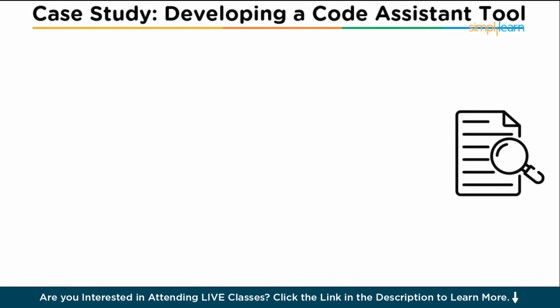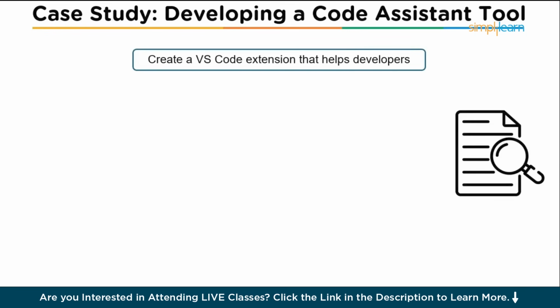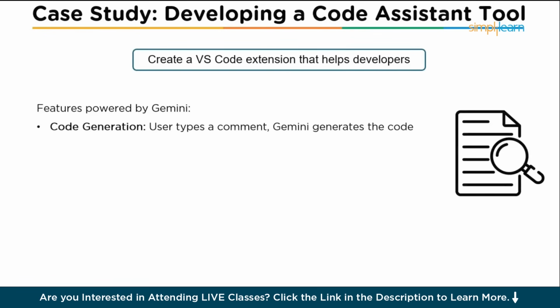Let's look at the practical application, a case study. The study involved deploying a code assistant tool, specifically to create a VS Code extension that helps developers. This powerful tool integrates Gemini to provide several key features for code generation. Users can type a comment and Gemini generates the corresponding code.